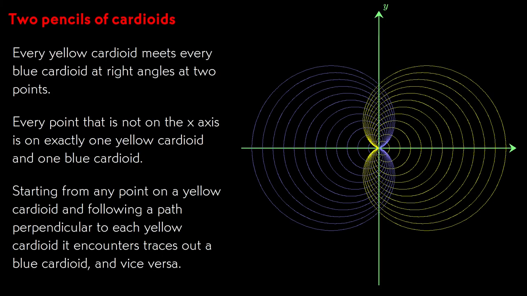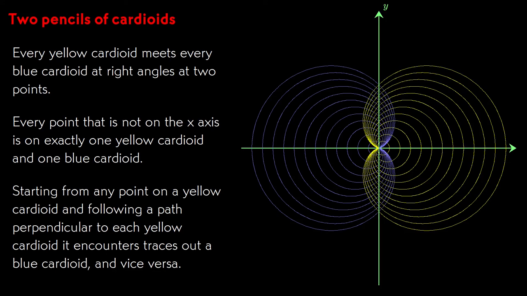These sets define coordinate systems for the two half planes above and below the x-axis. Every pair of yellow and blue cardioids meets at right angles at mirror images across the x-axis. Every point on one of the half planes belongs to exactly one pair of the cardioids. And starting from any point on the half plane, following a path that's perpendicular to each yellow cardioid in turn, traces out a blue cardioid, and vice versa.